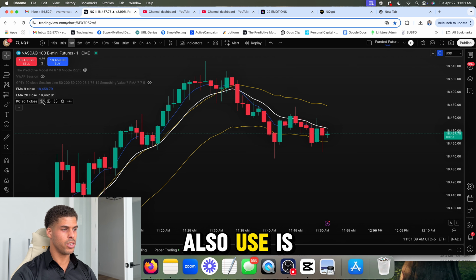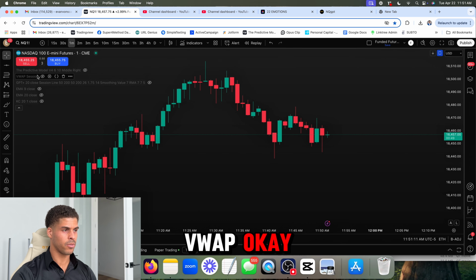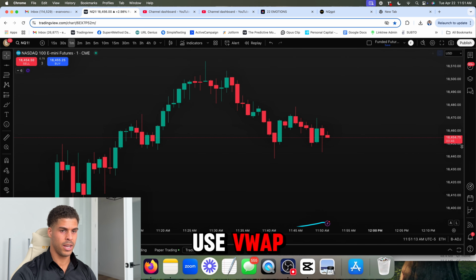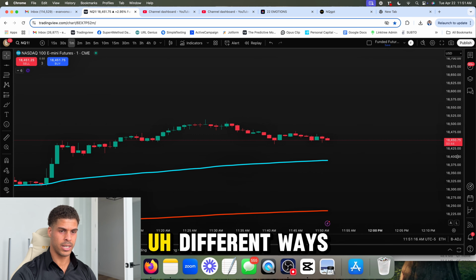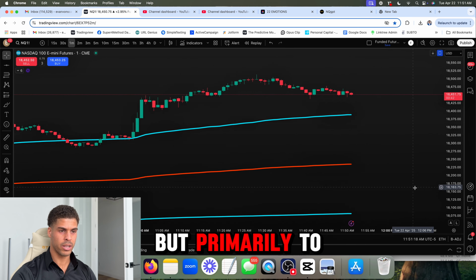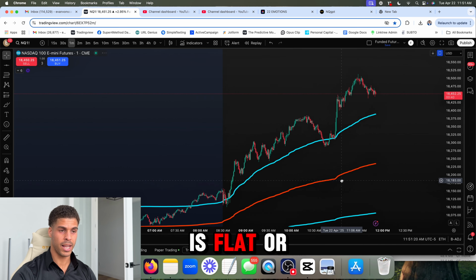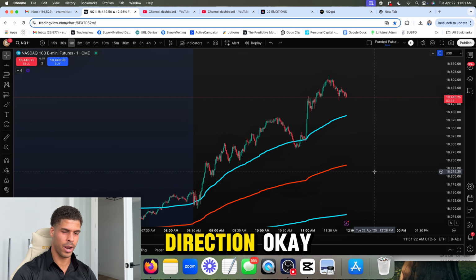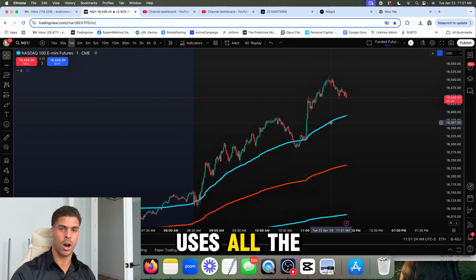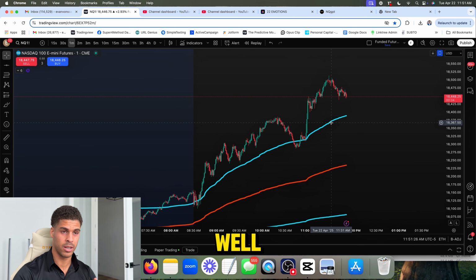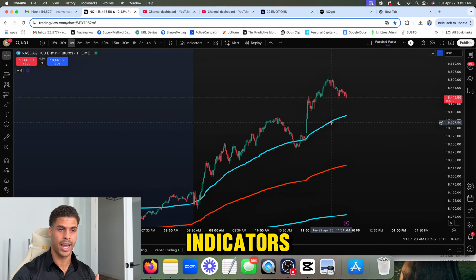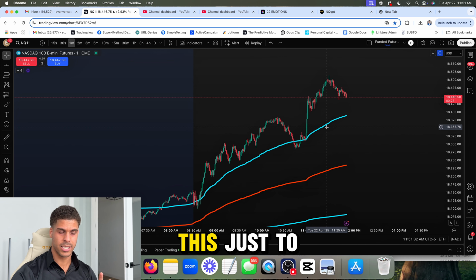Now, what I also use is VWAP, okay? And I think every trader should use VWAP. Now, I use VWAP a couple different ways, but primarily to see if price is flat or if we actually have a real direction, okay? And the system uses all the same things I just mentioned to you as well. The system includes a lot of different indicators and price action patterns and all kinds of stuff. But I use this just to give me an idea.